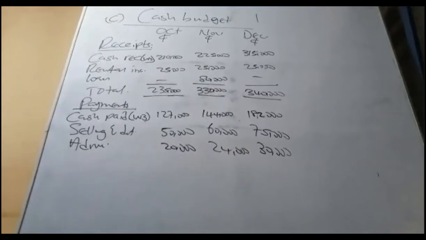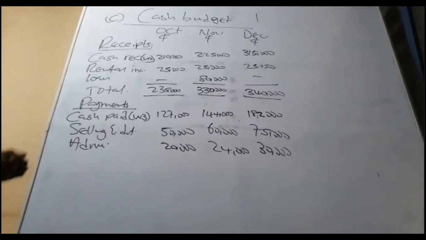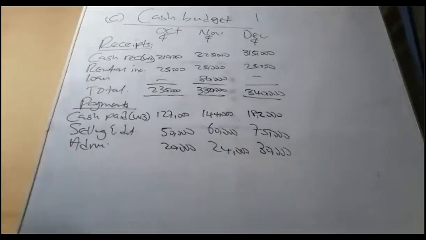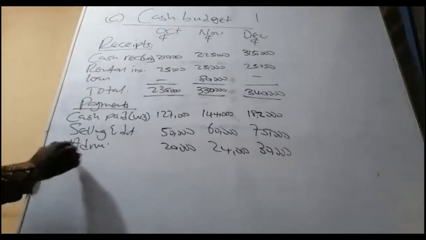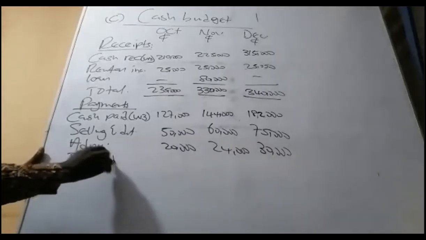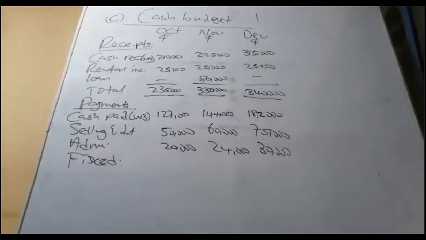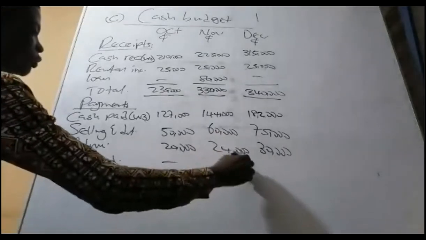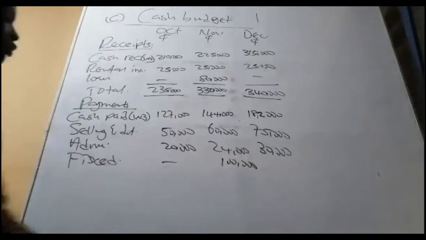Okay. Now let's continue. We bring any payment. They're going to acquire assets, non-current assets, fixed assets. So right here, fixed assets. They're going to acquire it for 100,000 in November. So dash 100.